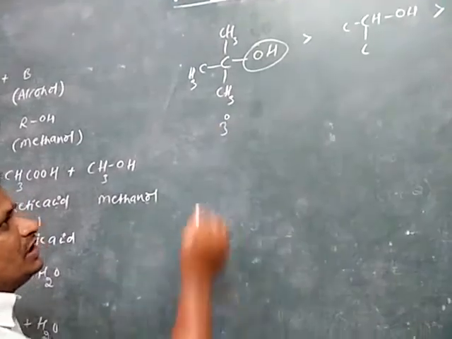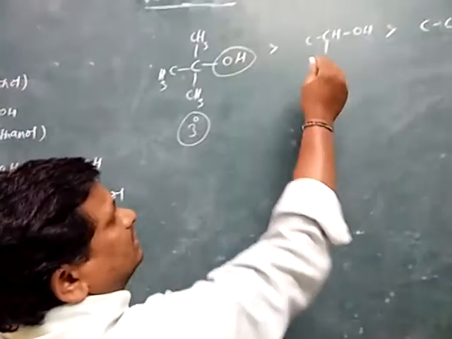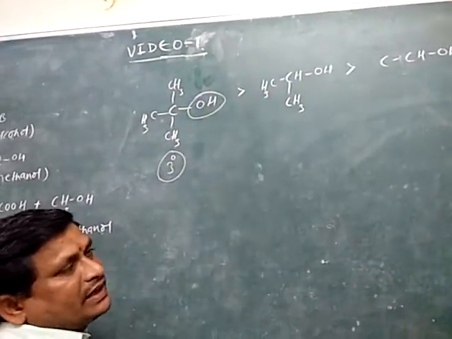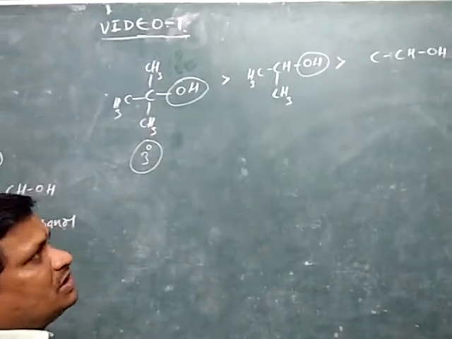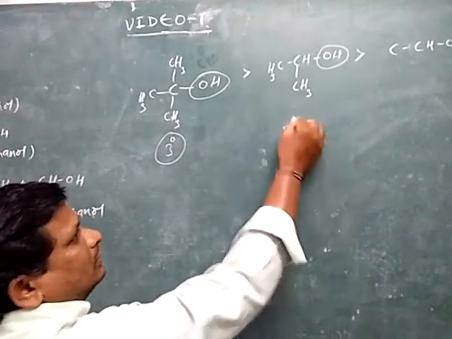So it is a tertiary alcohol. So tertiary alcohol is greater than secondary alcohol. Why? Because in secondary alcohol, the alcohol functional group is attached to the secondary carbon. So it is a secondary alcohol.